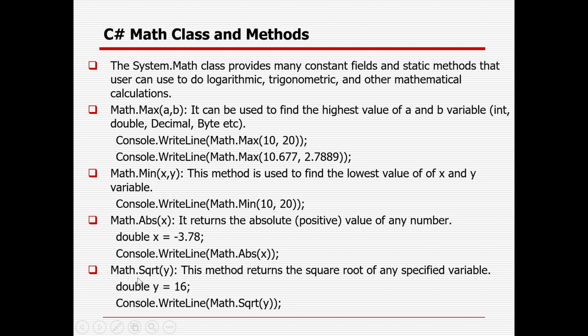Then I can get the square root of any number. So Math.Sqrt, this method returns the square root of any specified variable.